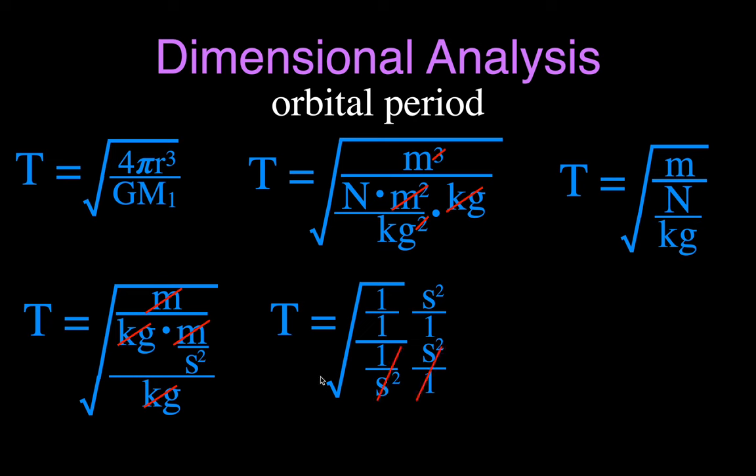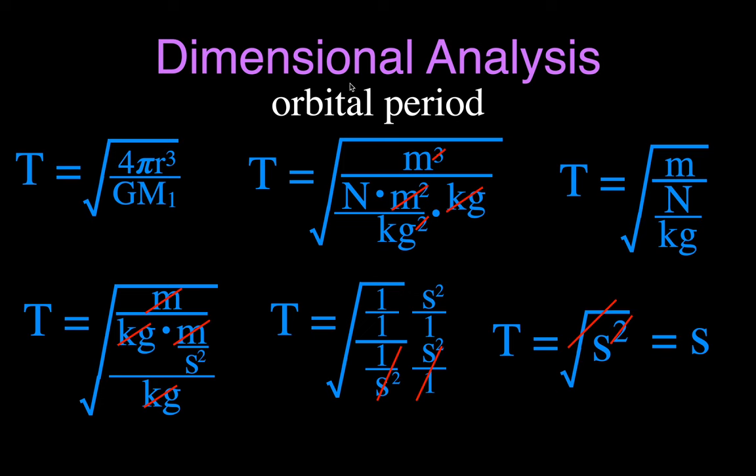And then you're left with, you know, think about how the math works. This over 1, well, this over 1 is just this. And this is s squared over 1, which is just s squared. So the period is going to cancel out with the square, it's going to cancel out with the square root, and you're left with the seconds.